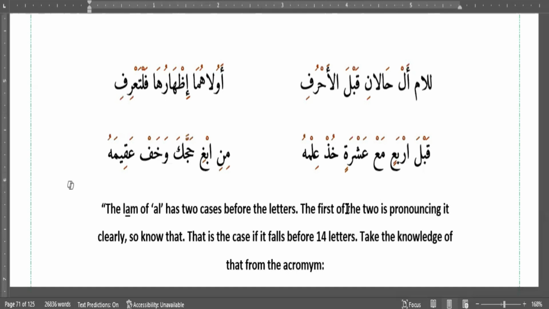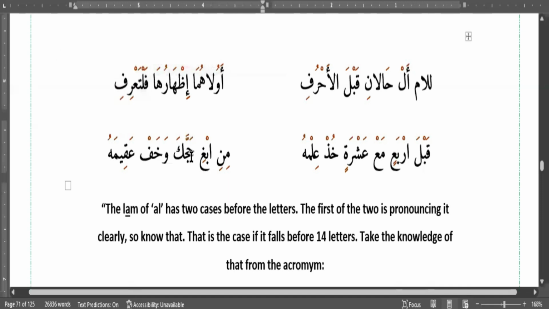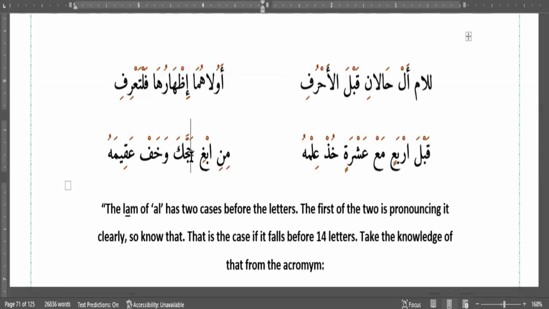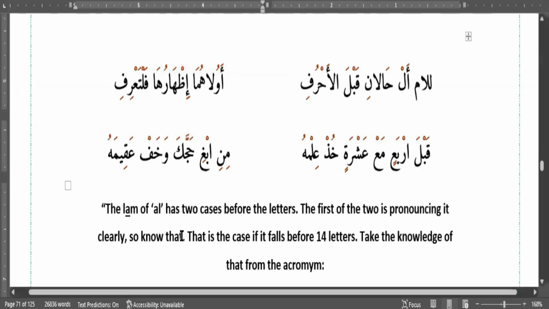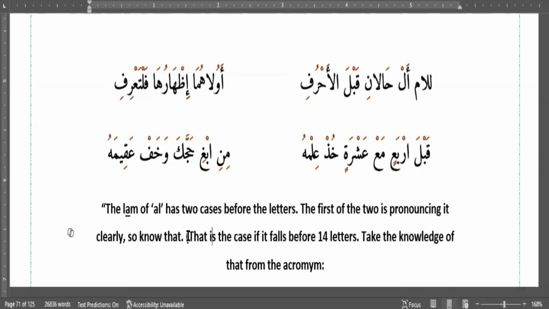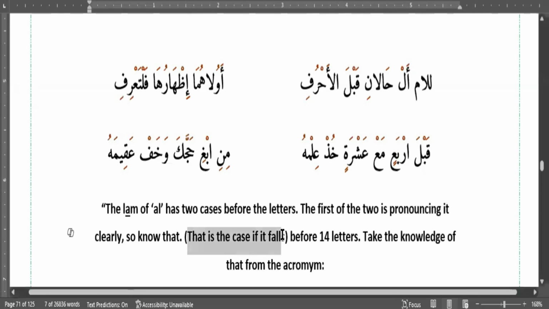The first of the two is إظهارها, pronouncing it clearly, manifesting it. فَلْتَعْرِفِي. That is the case if it falls before 4 with 10, that is, before 14 letters. We're just adding these words for clarity. So, before 4 with 10, خُذْ عِلْمَهُ, take its knowledge.